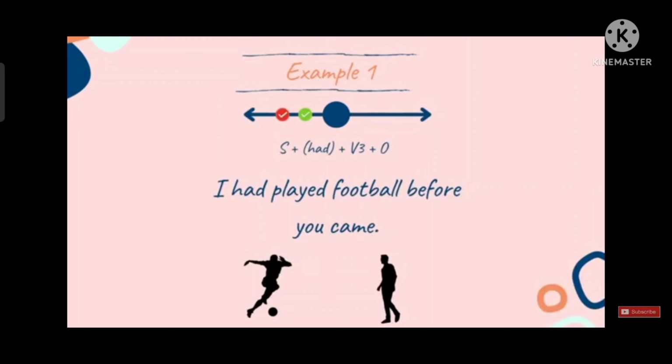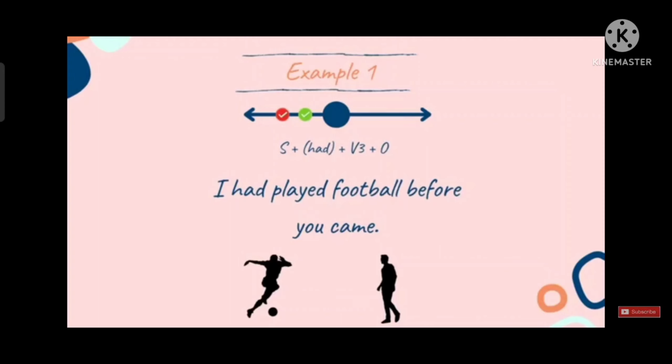I had played football before you came. My activity of playing football was already completed before the activity of your coming. In the timeline, it will be shown such that the red tick shows the completed activity of playing. Then the green tick, which shows the activity of your coming, comes.